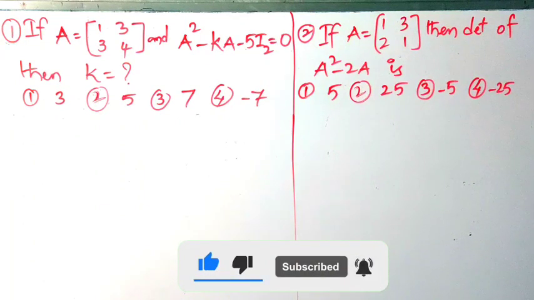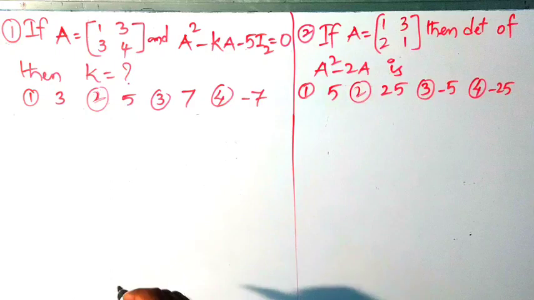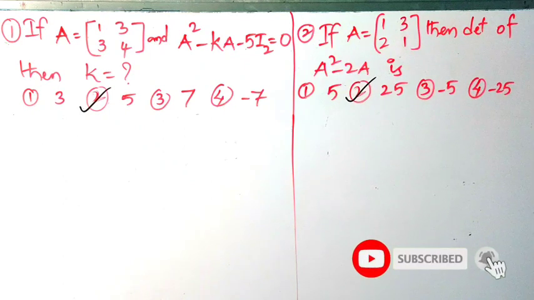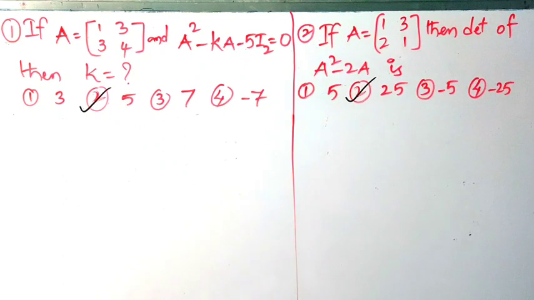See here, how to choose this answer? The answer of the first one is 5, and for the second question it is 25. So how to get this value directly? Before that, first of all, we know the traditional or normal method for the two problems.